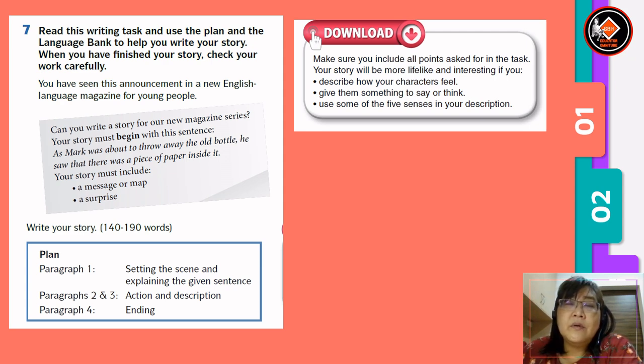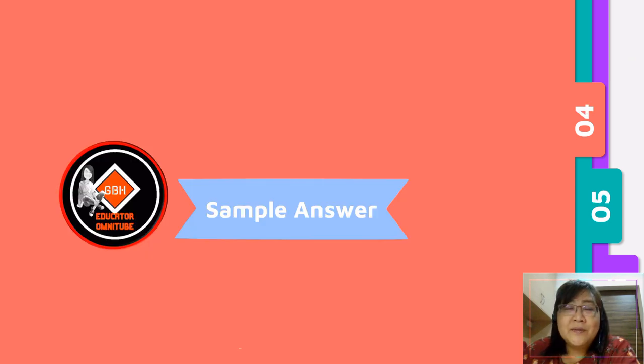Make sure you include all points asked for in the task. Your story will be more lifelike and interesting if you, first, describe how your characters feel; 2, give them something to say or think; and 3, use some of the 5 senses in your descriptions. Dear pupils, let's look at the sample answer.